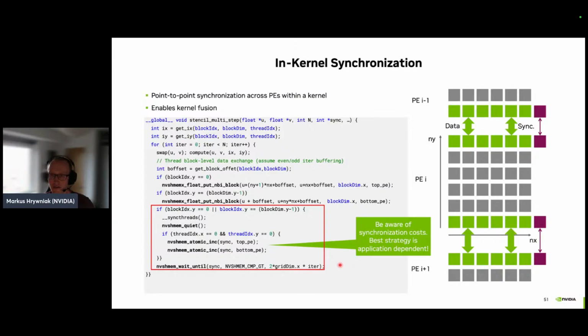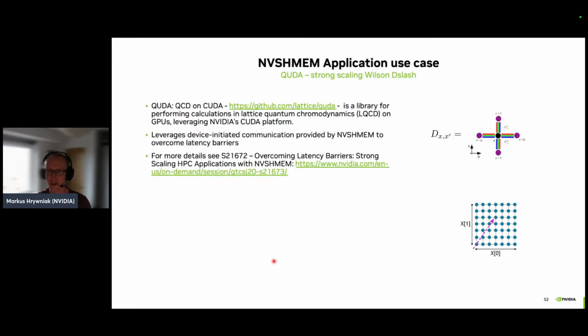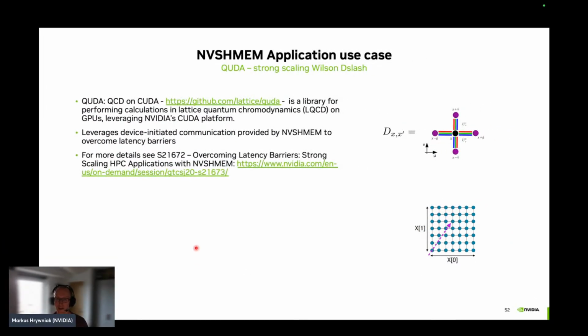There are, of course, different strategies you can think of, and what really works well depends on your actual application. But that allows you to have just one kernel that continues running until the full computation is finished. And as an example of an application that has done just that, to fuse kernels and move everything into one kernel, there's CUDA, which is CUDA with a Q, a lattice quantum chromodynamics code.